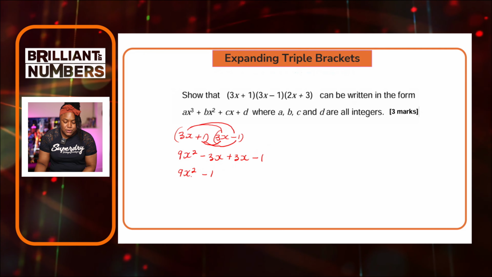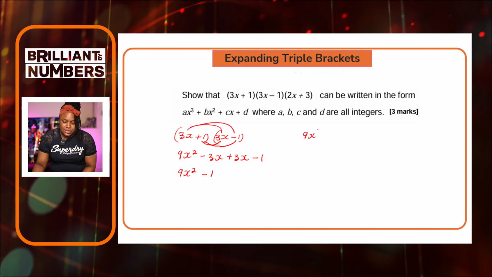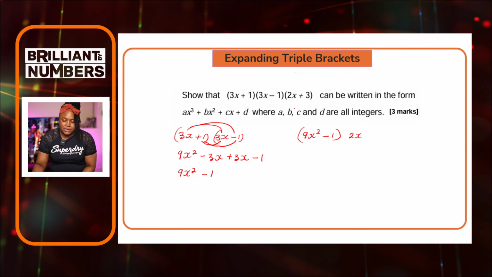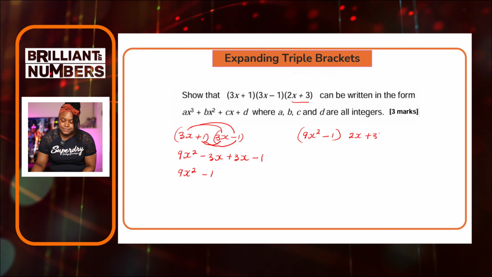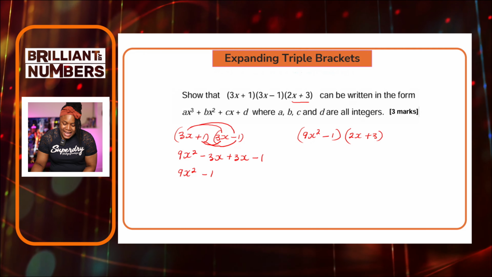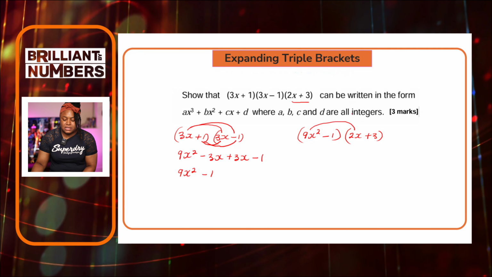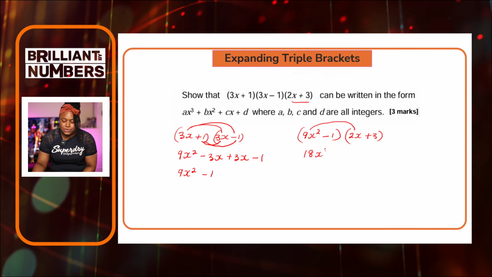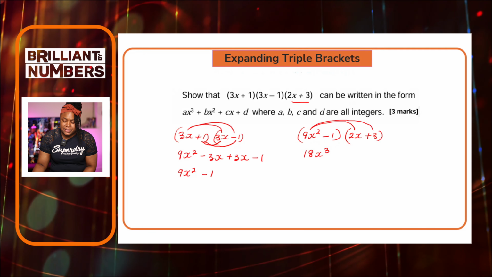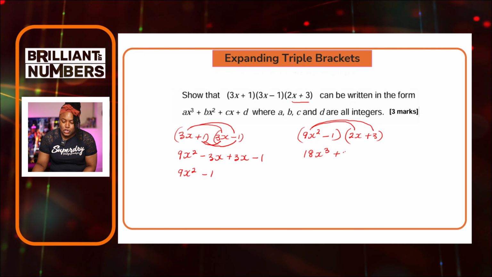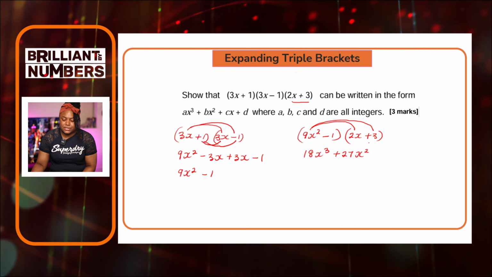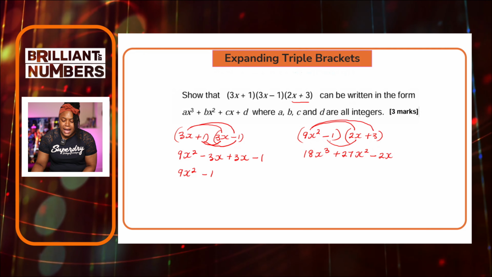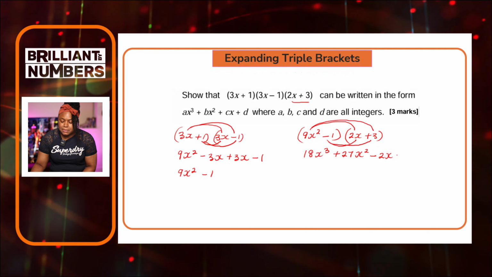Absolutely brilliant. So now I'm going to take this answer and I'm going to use it to multiply the other bracket. So let's go. I've got 2x for the next bracket, add 3. So 9x squared times by 2x. So 9 times 2 is 18. X squared times x is x cubed. Then I need to do 9x squared times by 3. 3 times 9 is 27. So that's 27x squared. Then minus 1 times by 2x is minus 2x. And minus 1 times by 3 is minus 3.